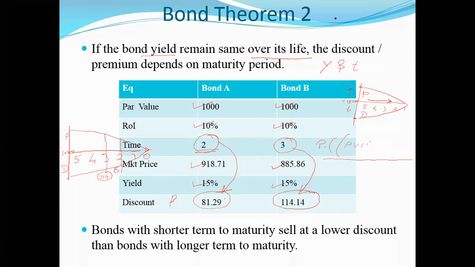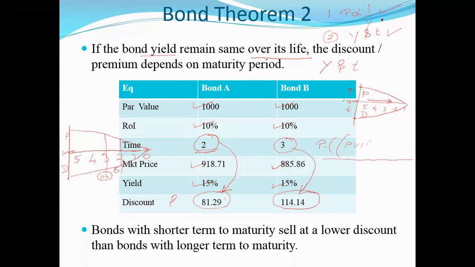So, I repeat once again. Can anyone summarize? What does bond theorem 1 tell you? Bond theorem 1 talks about price being inversely proportional to yield. Theorem 2 talks about yield and time. Clear? Are you able to understand? You are getting the answer here. Theorem 1 talks about price and yield. Theorem 2 talks about yield and time.